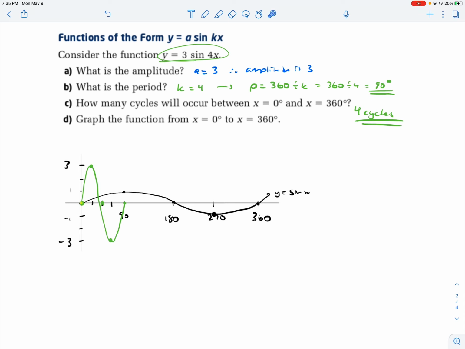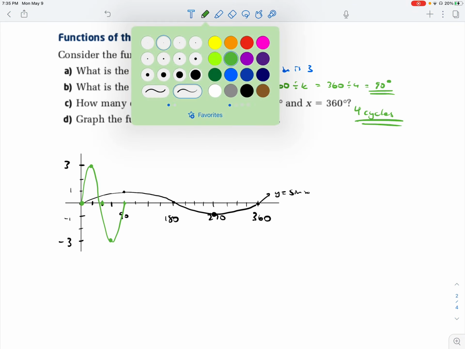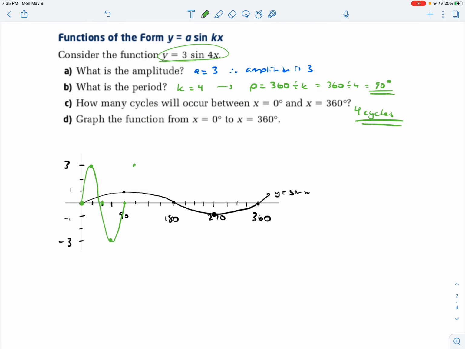We always got to start at the x-axis or the origin, go up to a maximum, back to the x-axis, then down to a minimum, and then back to the x-axis. That's one full cycle. Now I just need to repeat this 3 more times. So what I do is I chop up each one into quarters. We don't need to label them. So we got max, middle, minimum, middle. That's the pattern for drawing these.